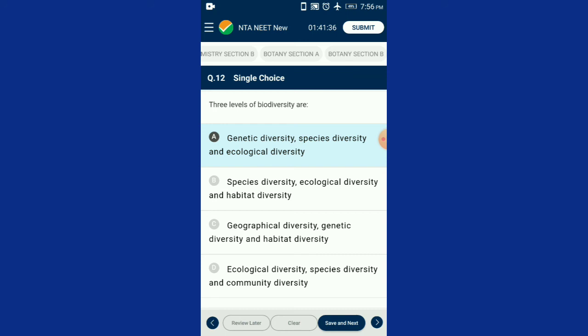Sociobiologist Edward Wilson described the combined diversity at all the levels of biological organization. These are genetic diversity, species diversity, and ecological diversity.